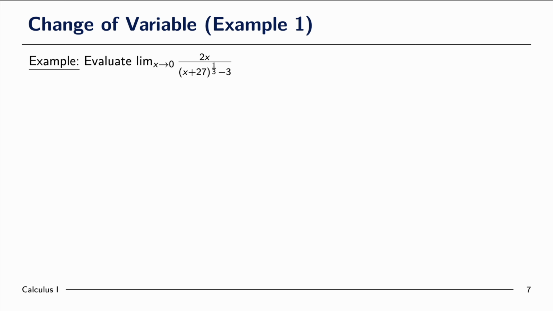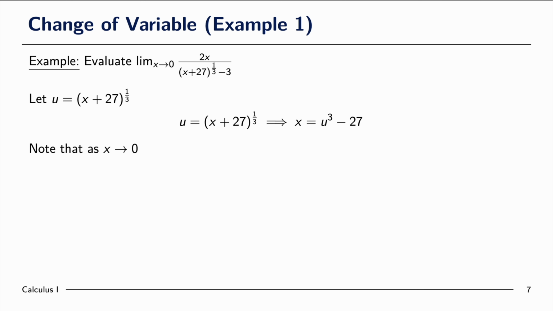Now notice in the denominator, we have x plus 27 raised to the power of 1 over 3. That seems a little bit tricky to deal with. So how about let's let that whole thing equal u. So u is equal to (x plus 27) raised to the power of 1 over 3. Now because of that, x is equal to u cubed minus 27.